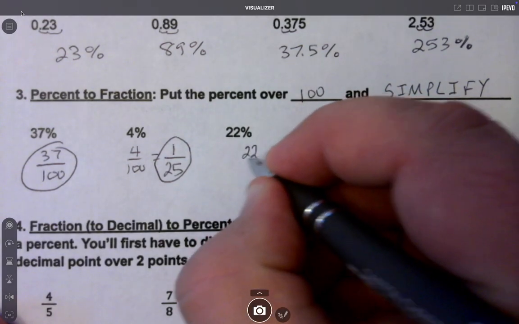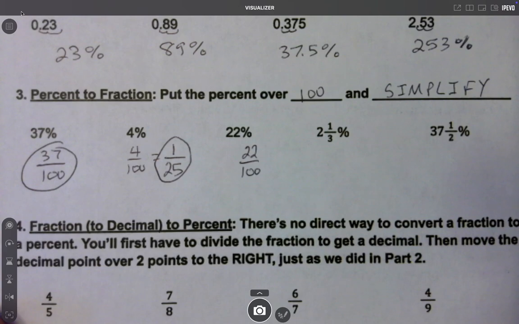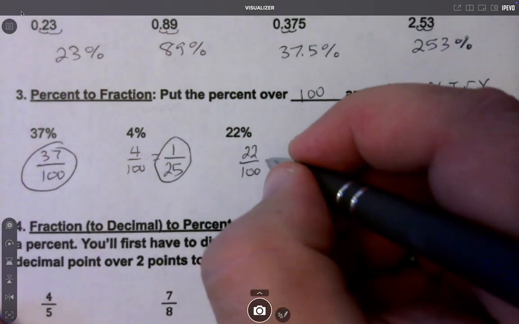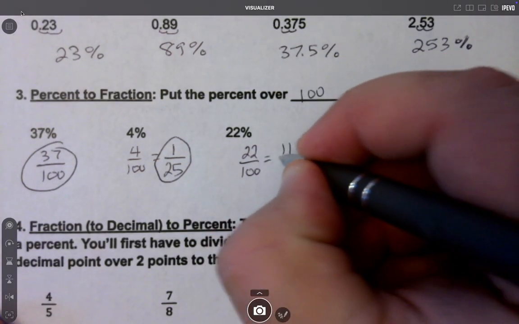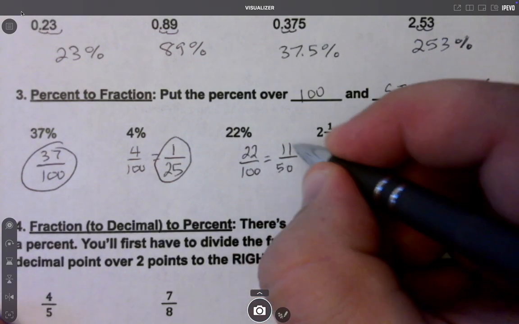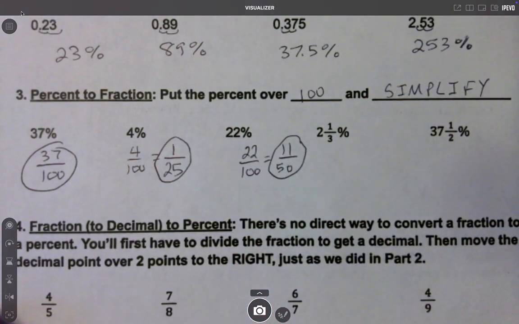Okay, 22 over 100. Those are both even. They're both divisible by 2. So I'll divide 22 by 2, divide 100 by 2, and I get 11 over 50.